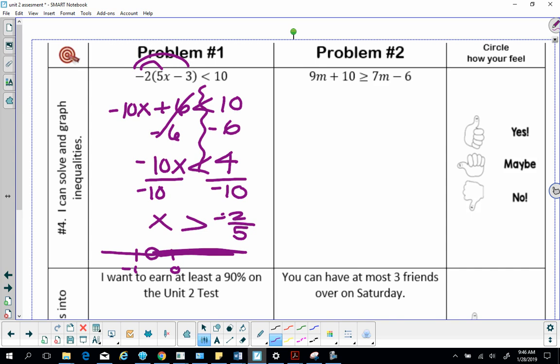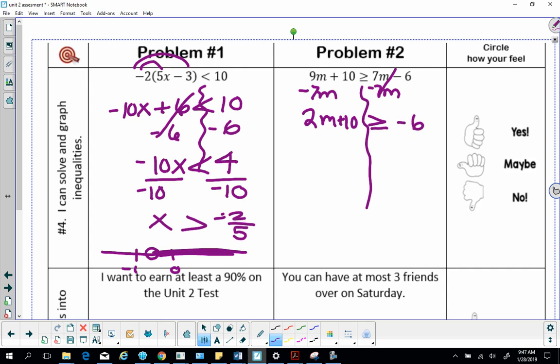Cool. Next one, I do the same thing. Now there's variables on both sides. So I'm going to get 7m over there. So I'm going to subtract. Even if you did it in a different order, you should still get the same answers. When you do this, you get 10m plus 10 is greater than or equal to negative 6.